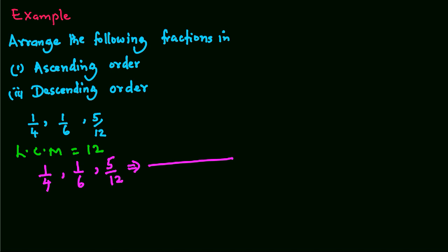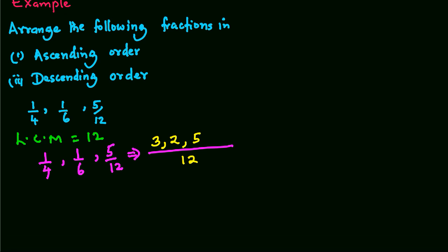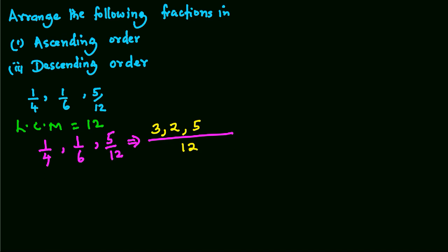So the LCM we have said is 12. So 4 goes into 12 3 times. 3 times 1 would be 3, that would be 2. And similarly, this one we are going to have 5. So 3/12 is equivalent to a quarter, 2/12 is equivalent to 1/6, and 5/12 is equal to 5/12.